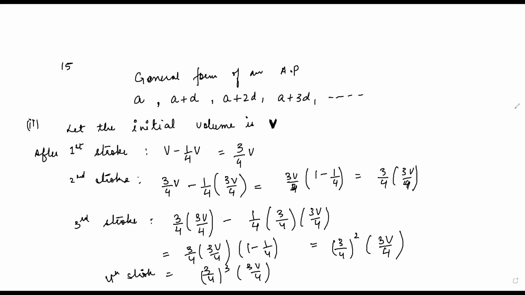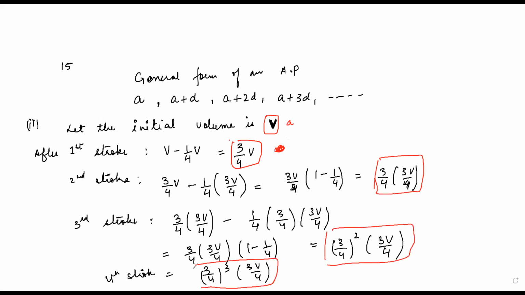Now, is this an AP? Yes, Hamna, is this an AP? I mean, look at these terms. The first initial volume is V, right? This is your A. Then this is the next term, then this is the next term of this series, and this is again the next term of this series. So tell me, is this sequence an AP?